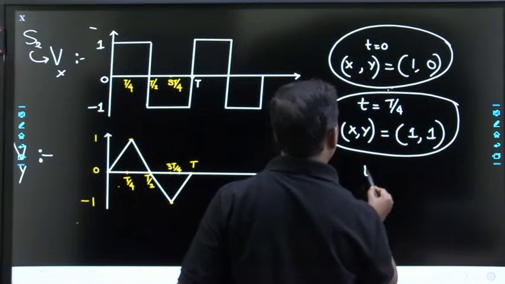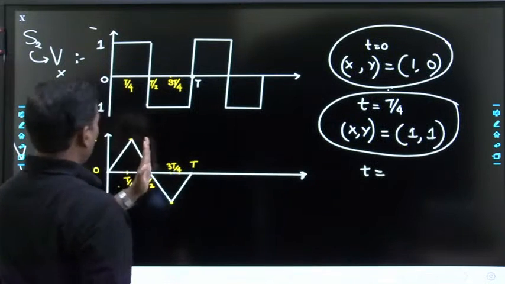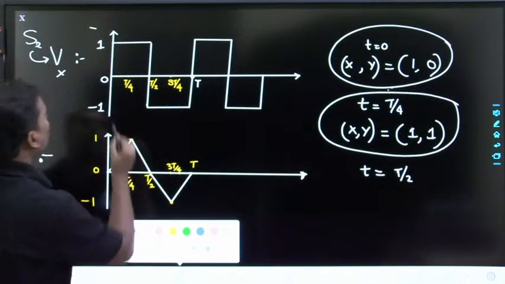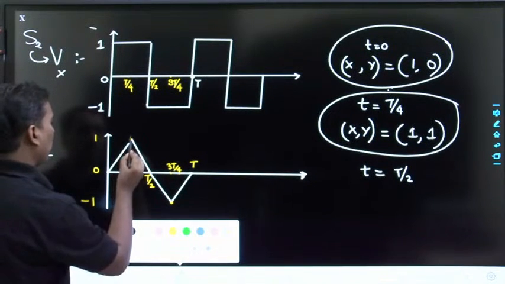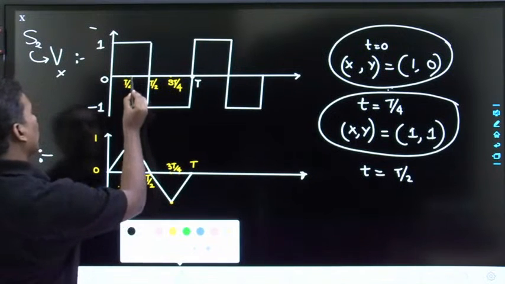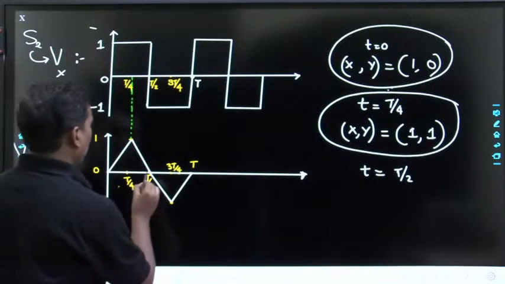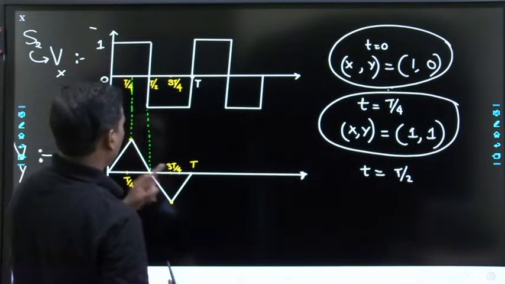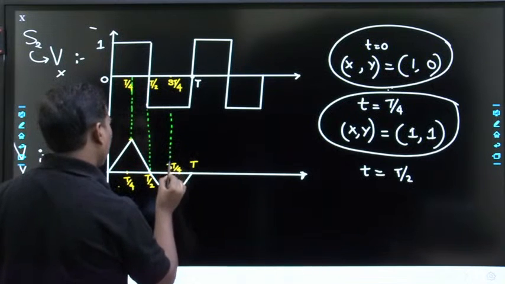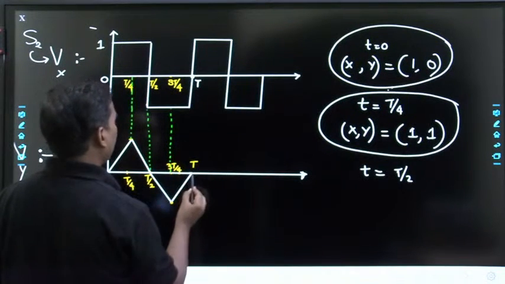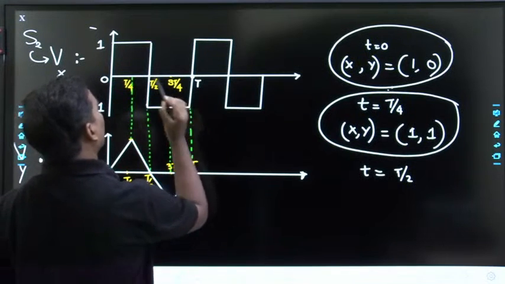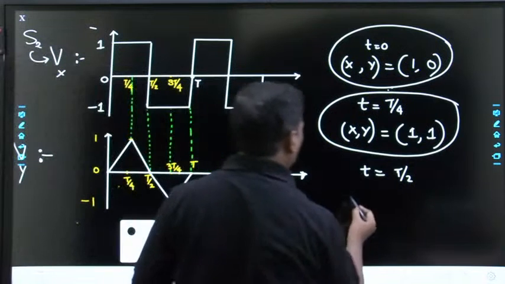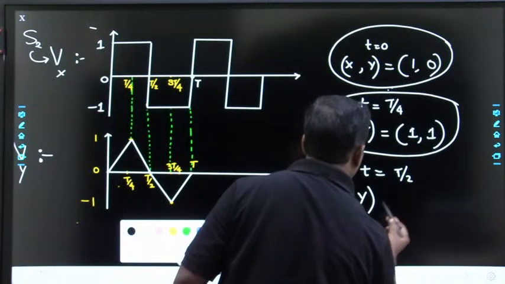Next. At t is equal to t by 2. All of you are following, beta. If you want, you can draw the line also. This is at t is equal to t by 4, this is at t is equal to t by 2, this is at t is equal to 3t by 4, this is at t is equal to t. Now tell me. If I am making any mistake, you can guide me. If anywhere any mistake is done, please correct me.